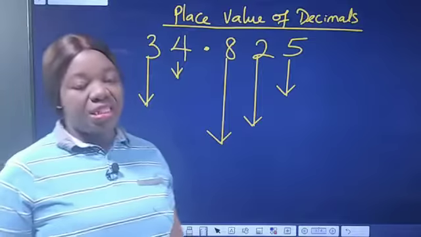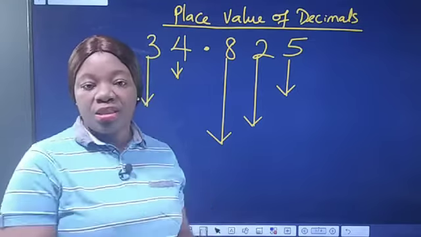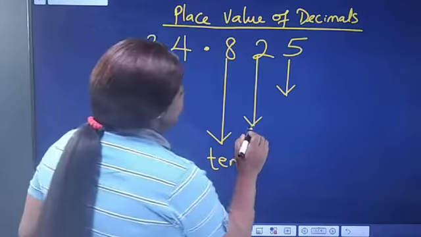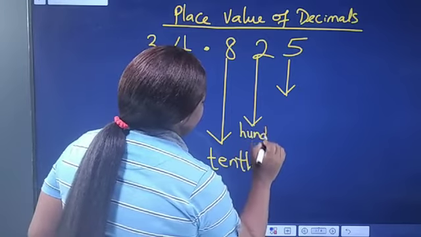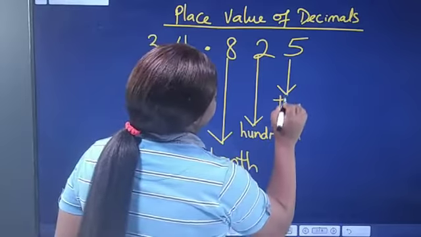What is place value of decimals? In essence, we are talking about the position the decimal numbers are. Now we have 34.825. What is the place value of each of these digits? The first digit immediately after the decimal point is tenth. It ends with th. The second digit will be hundredth. It ends with th also. Then the next one will be thousandth.